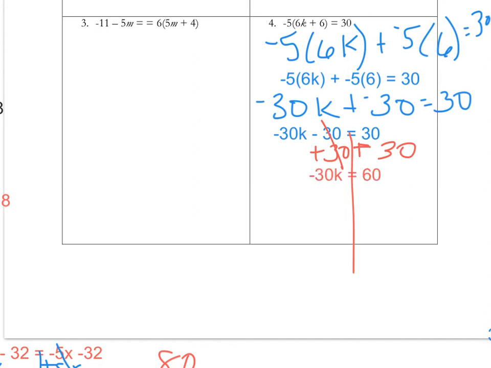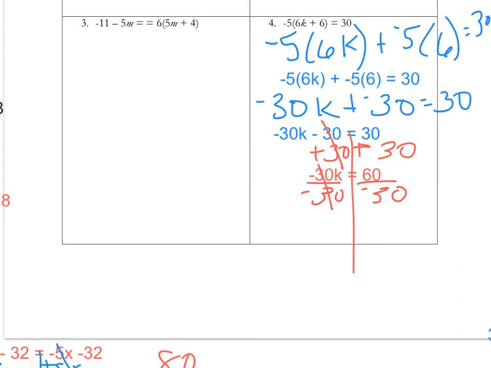And then the next step is we're going to want to undo the multiplication. And we undo multiplication through division. So we've undone our subtraction by adding, and whatever we did on one side, we did to the other side of the equal sign. So now we're going to get k by itself, because that's our goal, to get our variable by itself. And we're going to divide this by negative 30. And that cancels out. And whatever I do to one side, like I've been saying over and over again, like a broken record, I'm going to do to the other.